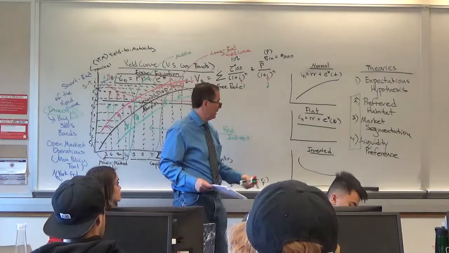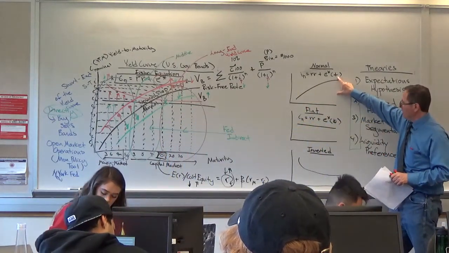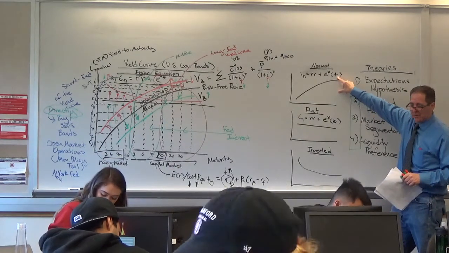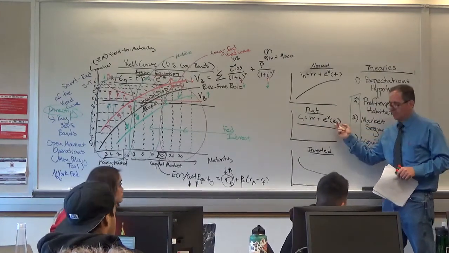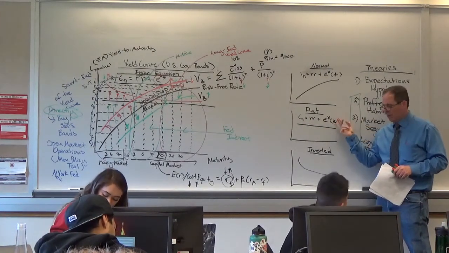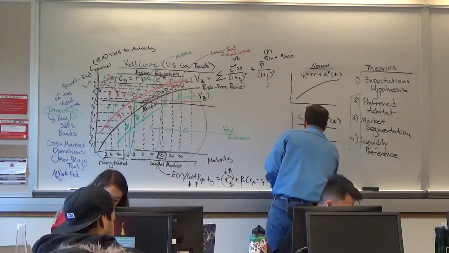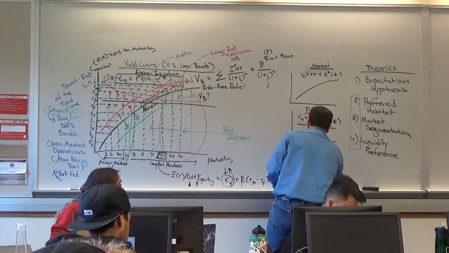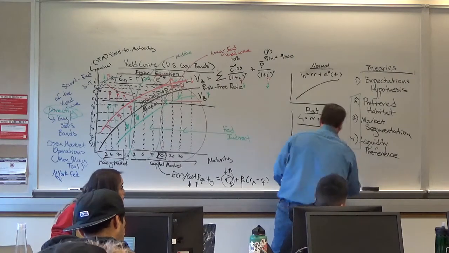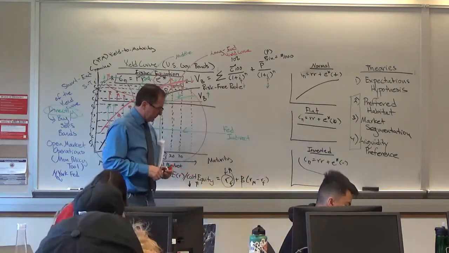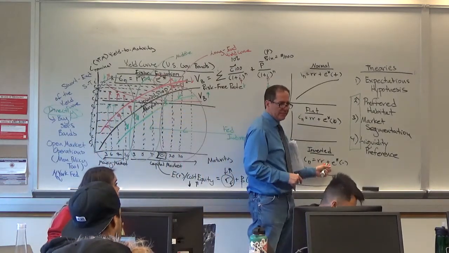You need to show me that when the yield curve is upward sloping, inflation expectations are positive. When the yield curve is flat, the inflation expectations are 0. And when the yield curve is inverted, I forgot to put that again. i n equals r plus e, with e negative. Like that. When the yield curve is inverted, inflation expectations are negative.